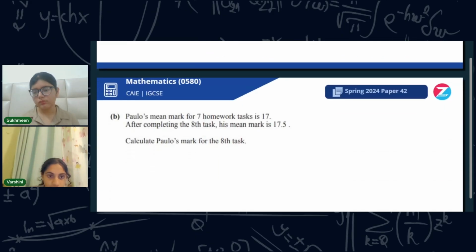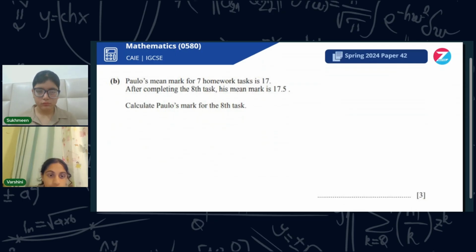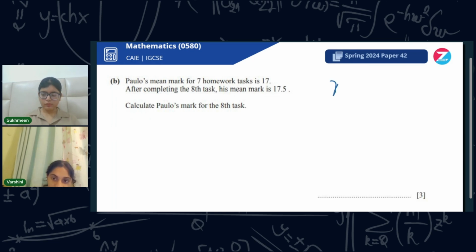Okay, for the next question. Paulo's mean mark for 7 homework tasks is 17. After completing the 8th task, his mean mark is 17.5. Calculate Paulo's mark for the 8th task. So we have two bits of information. Over here, we know that his mean mark for 7 homework tasks is 17. So let's take x as the sum of all his 7 homework tasks. Or we can just say the sum of x, divided by 7, is going to give us 17.